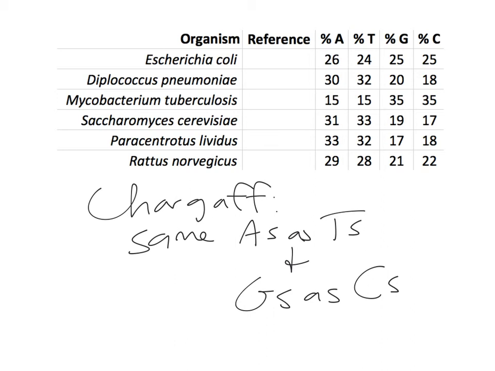So is that true in this table? Now we're looking at fractions or percentages. We're not looking at the actual numbers of A's, T's, G's, and C's. Or is there any organism where that's true in this table? Which one? Mycobacterium tuberculosis here. The percentage of A's matches the percentage of T's, and the same is true for G's and C's.